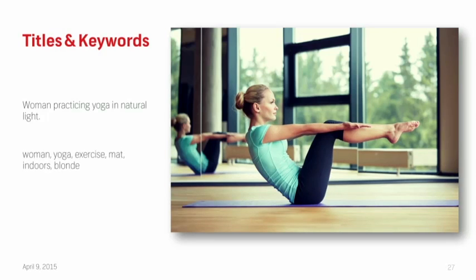Now, as far as keywords for an image like this, first and foremost, you should describe what's going on in the image. So this is a woman. She's doing yoga, or maybe perhaps some other type of exercise. She's on a mat. She's indoors. She's blonde. These are all descriptive words that you can use to describe the image. And in addition to that, like I said before, you want to get conceptual. So think of some conceptual words that you can use to describe the feeling of the image. Healthy, natural, lifestyle, peaceful, wellness. Those are just a couple of conceptual words that work for this image.